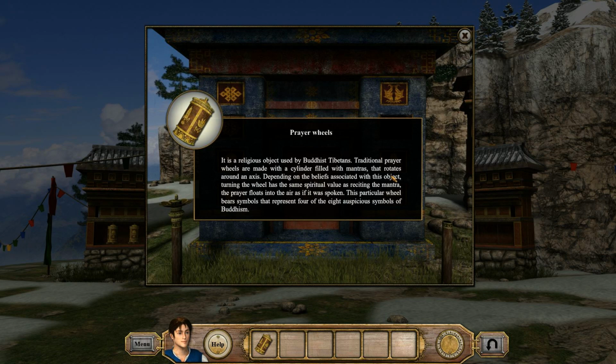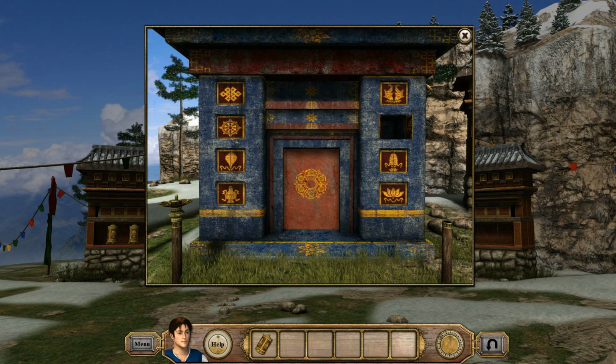Prayer wheels. It is a religious object used by Buddhist Tibet. Prayer wheels are made with a cylinder filled with mantras that rotates around an axis. Depending on this object, turning the wheel has the sense of 4 of the 8 auspicious symbols of Buddhism.